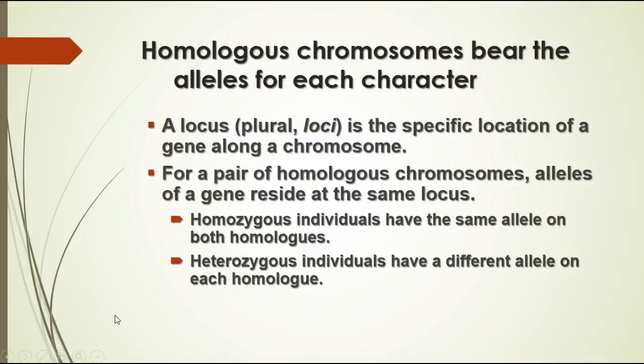Now, one thing that we need to talk about when we talk about alleles is homologous chromosomes. The homologous chromosomes can carry those alleles for the different characters. A locus, or the plural loci, is the specific location of a gene on a chromosome, and the word homologous means the alleles reside in the same location. If you're homozygous, you have the same allele on both homologous chromosomes, and if you're heterozygous, you have 2 different alleles on the homologous chromosomes.